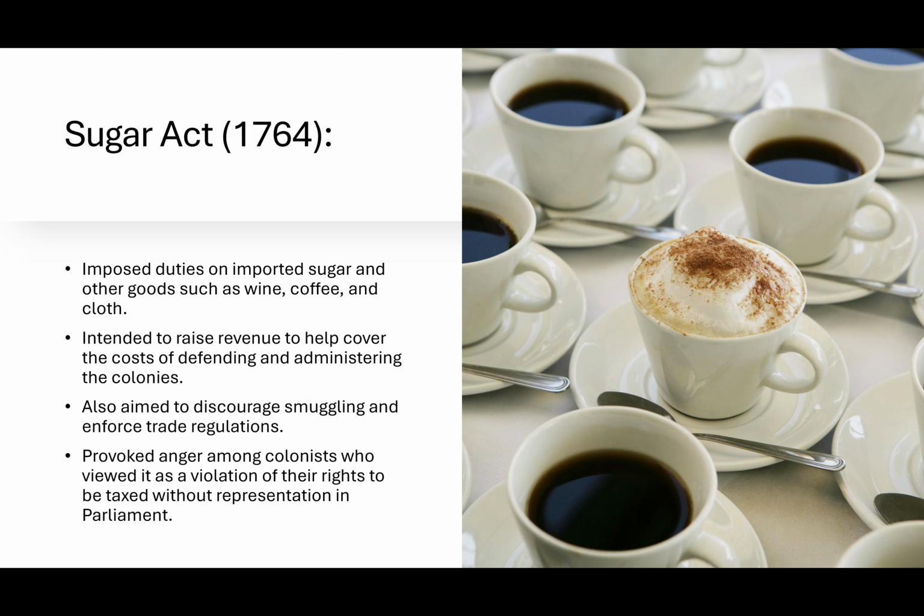It also aimed at discouraging smuggling and enforcing trade regulations, right? So if there were any breaches of the other acts or the other mercantilist policies, the Sugar Act would try to fight against those issues, right? They're trying to discourage any type of smuggling and enforce trade regulations that would bolster British revenue, right? Obviously this would provoke anger among the colonists, who viewed this as a violation of their rights to be taxed without representation in Parliament.